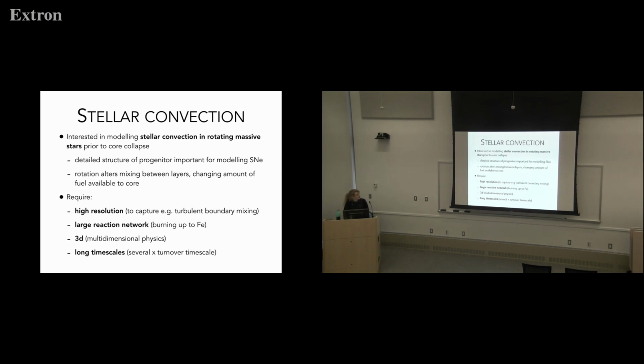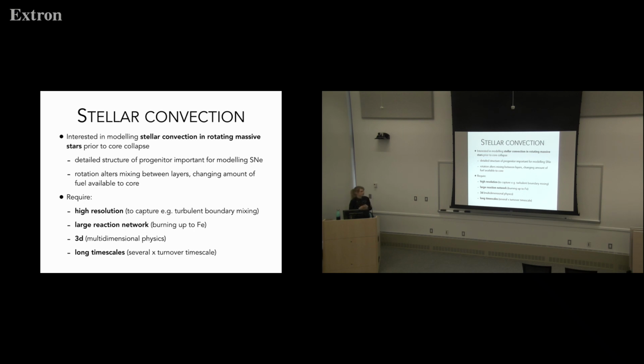Another thing that we're also interested in is looking at how rotation alters the structure of this star. It's thought that rotation will change the way that the different layers mix together. If you have two different layers moving up against each other, you're going to get some interaction. This is important because it's going to change the amount of fuel that's available in each of these layers. So it could change quite significantly the structure of the star in the lead up to supernova.